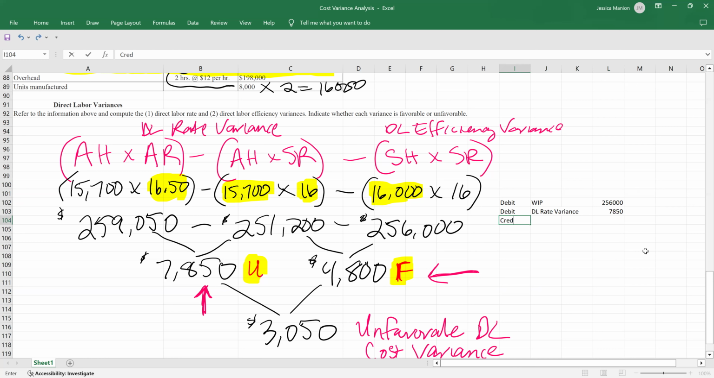7,850. We're going to credit direct labor efficiency variance, 4,800. And then we credit factory payroll or factory wages, right? Whatever the company calls that account, for the actual 259,050 is what that would look like.